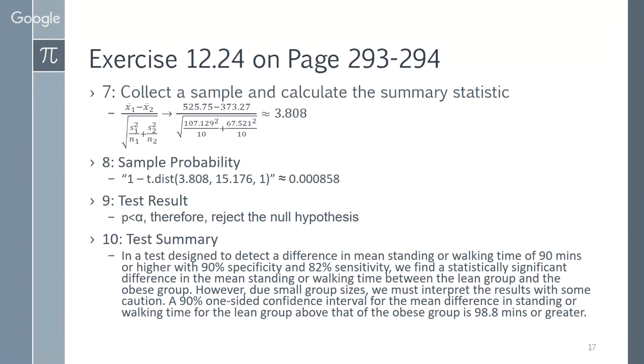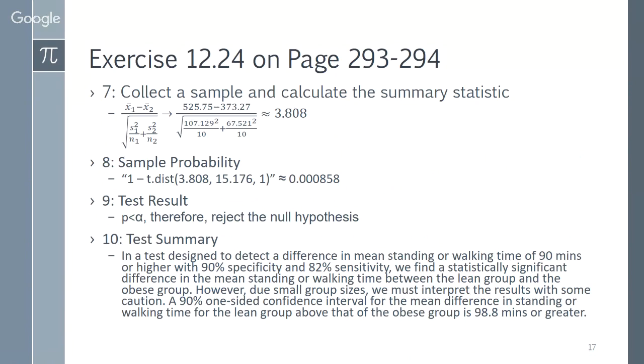Remember, cumulative probability only works for less than. So the probability that t is greater than 3.808 is the same as 1 minus the probability that t is less than 3.808. So this is what I'm typing into Excel. And this will tell me that the p-value for this test is 0.000858. That's really small, and certainly much less than our type 1 error rate, which was 0.1. Since p is less than alpha, I'm going to reject my null hypothesis.